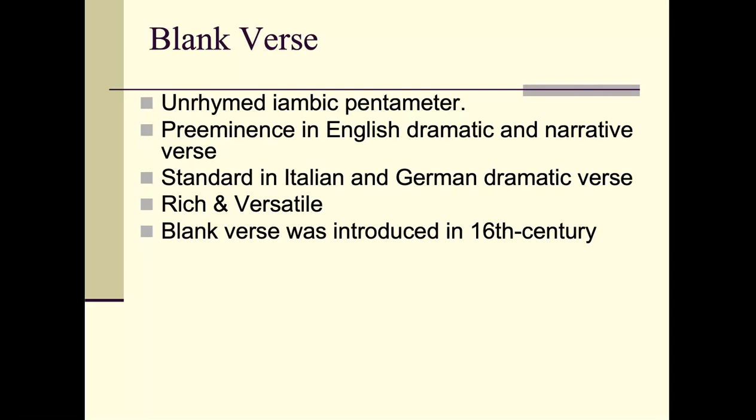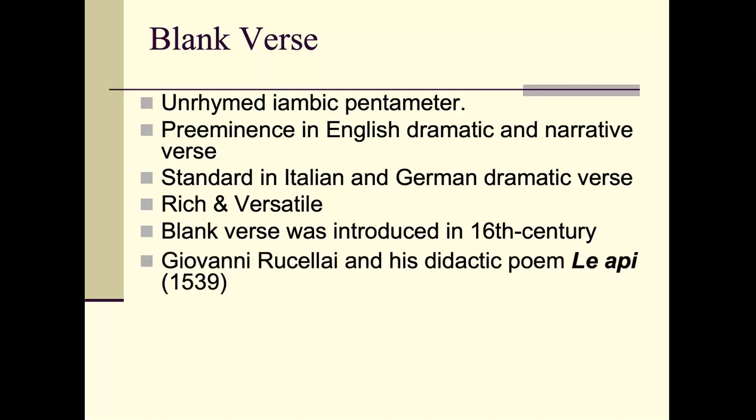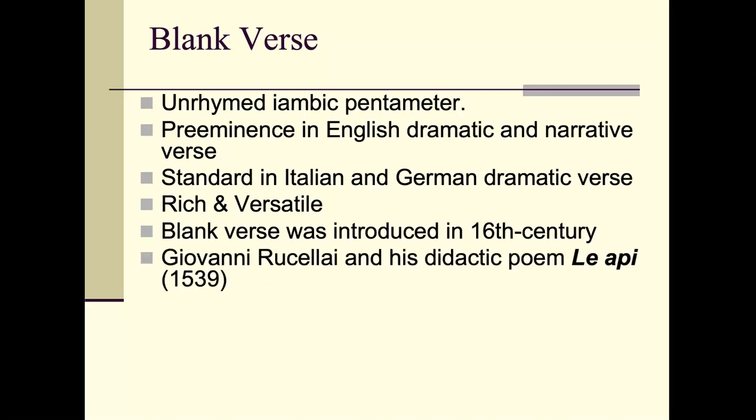Blank verse was adapted from unrhymed Greek and Latin heroic verse, and introduced in 16th century Italy along with other classic meters. And although he's not the first to use blank verse, Giovanni Rucellai used the writing of consecutive unrhymed verse in the didactic poem Le Api. And Rucellai was the first to use the term versi sciolti, which became translated into English as blank verse.